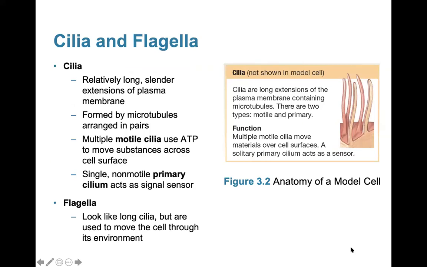Cilia, these are very long extensions of the plasma membrane that contain microtubules. There are two types, motile and primary. The motile will use ATP to move substances across the cell versus the primary, which will act as a signal sensor. The function of these cilia is multiple: motile cilia move materials over the cell surfaces. A solitary primary cilium can act as a sensor.